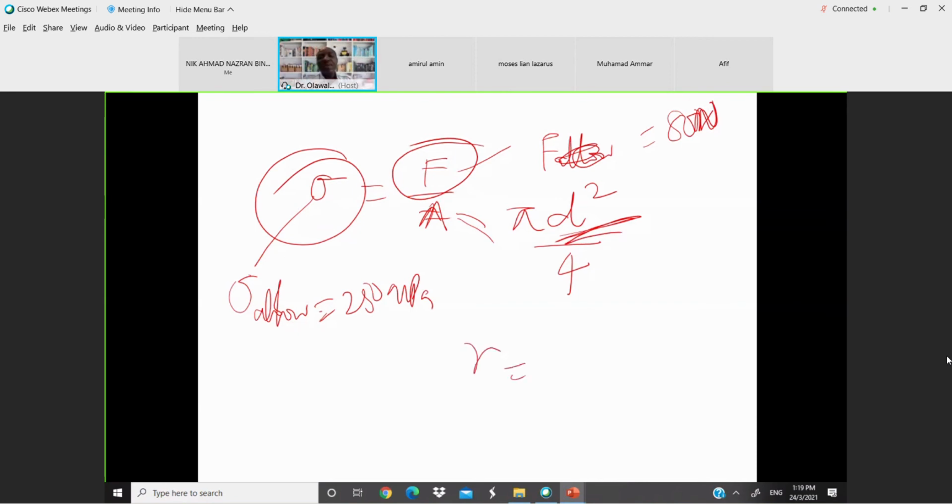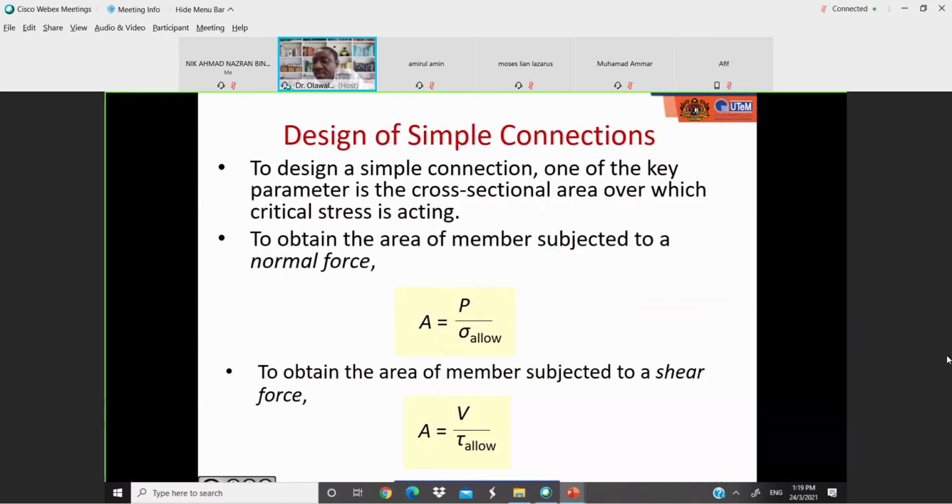So to design a simple connection, all you need to do is just know the force that is going to carry, know the stress allowed, then from there, you can determine the diameter. Let's look at this. So to design a simple connection, one of the key parameters is the cross-section area over which the critical stress is acting. Like I said, the stress is force all over area. So the area is very important.